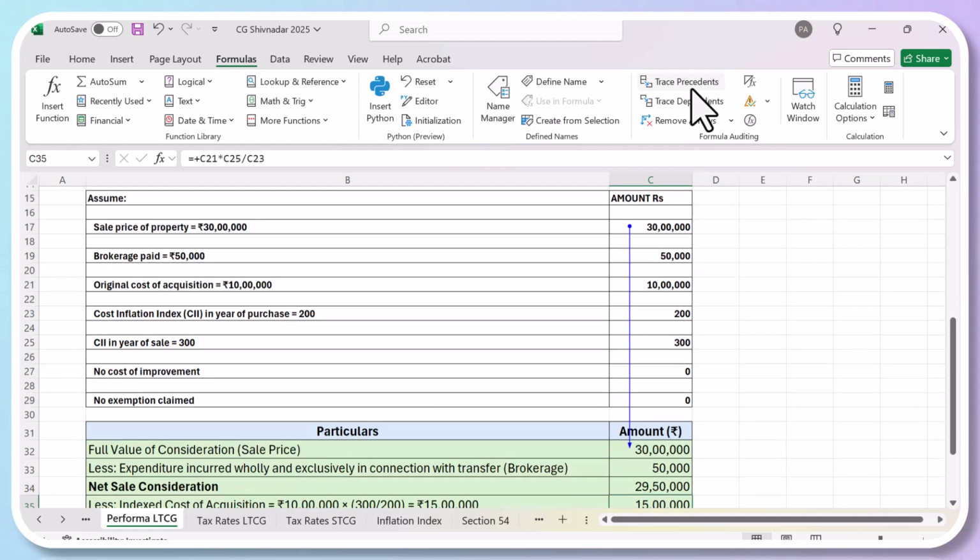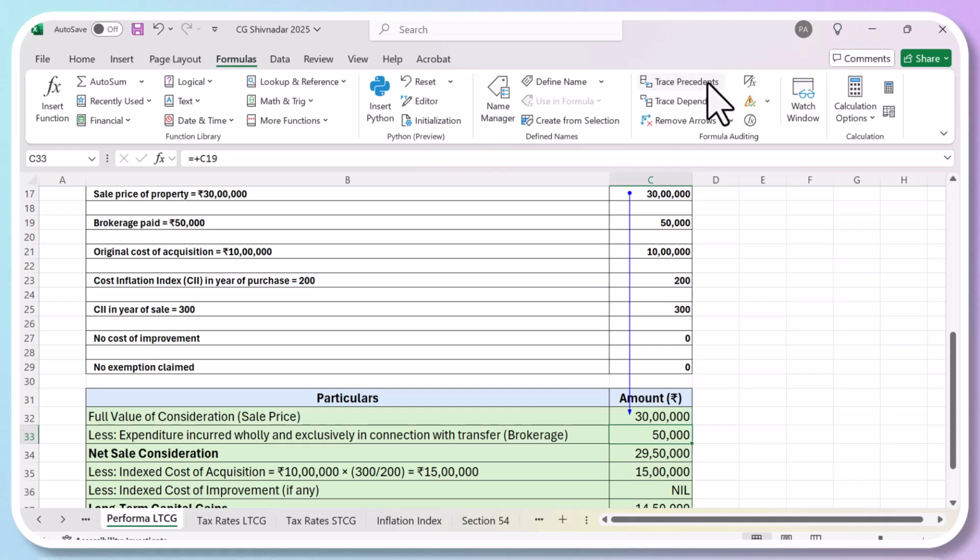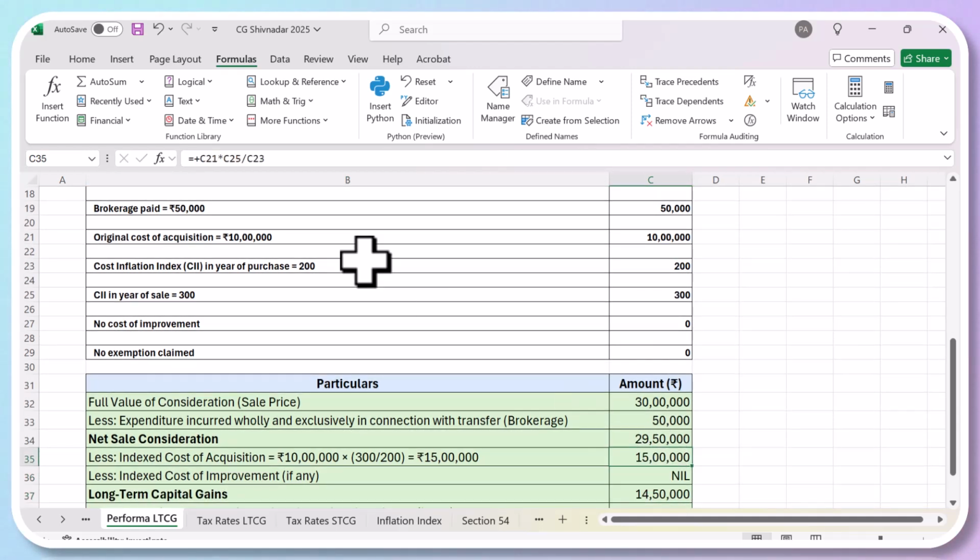And then you paid some expenditure, 50,000 rupees for the brokerage charges. And then this was the net sale consideration. So full sale value minus the expenditure, which was brokerage, so your net sale consideration was 29 lakh 50,000. Then less index cost of acquisition, which is here. If you see the formula here, it is C21 into C25 divided by C23. So this is 10 lakhs into 300 divided by 200. So 10 lakhs has become 15 lakhs.